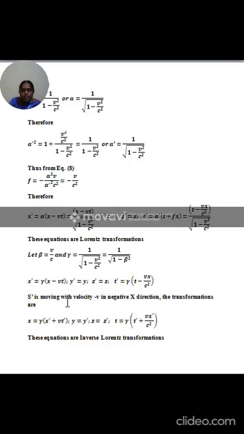If s prime is moving with a velocity minus v in the negative x direction, then the transformation equations can be called as the inverse Lorentz transformation equation. So here x will be equal to gamma into x prime plus vt prime, y is equal to y prime, z is equal to z prime, and t is equal to gamma into t prime plus vx prime by c squared. So this equation is what is called as the inverse Lorentz transformation equation, and the first one is what's called as the Lorentz transformation.